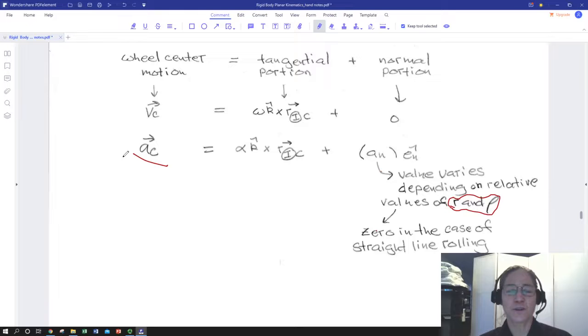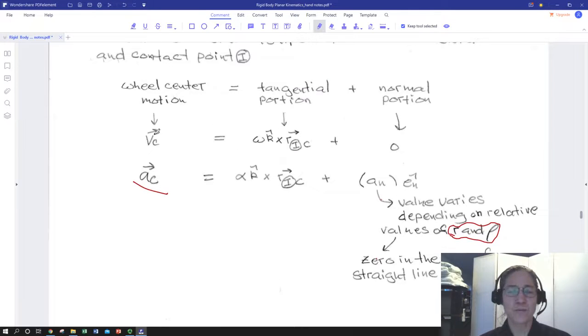Acceleration, difference. Straight surface to curved surface for acceleration of the center point. In both cases, we're looking at acceleration of the center point using our point of invariant zero velocity at the contact point as our reference point. So we don't have a term out here. Okay.